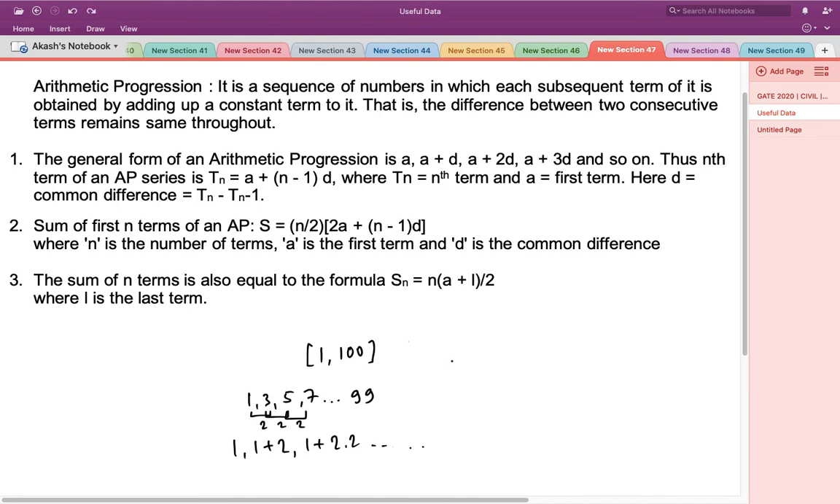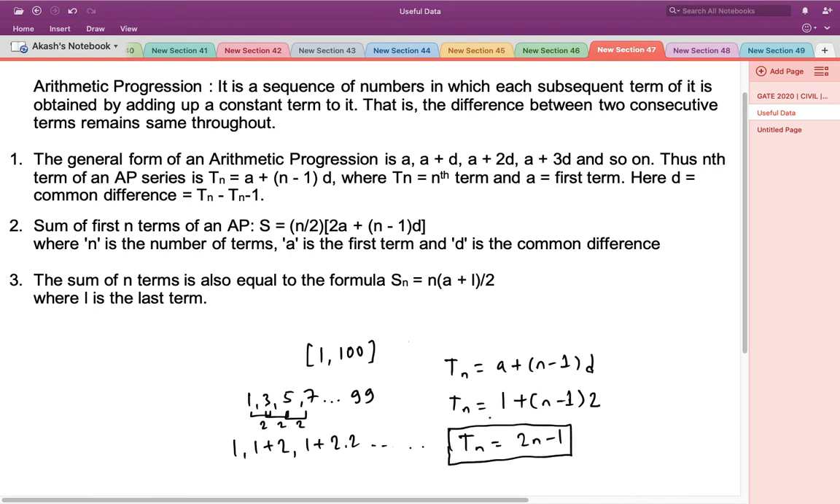Now, the general term of the series can be represented as t of n equals a plus n minus 1 times d, where a would be the first term, in this case 1, n would be the number of terms, and d would be the common difference, in this case 2, because the difference between two consecutive terms is always 2. Therefore, the general term of this particular series can be given as 2n minus 1. And if I start putting the values 1, 2, 3 and so on, I would start generating the series. So this would be the general form of an arithmetic series.